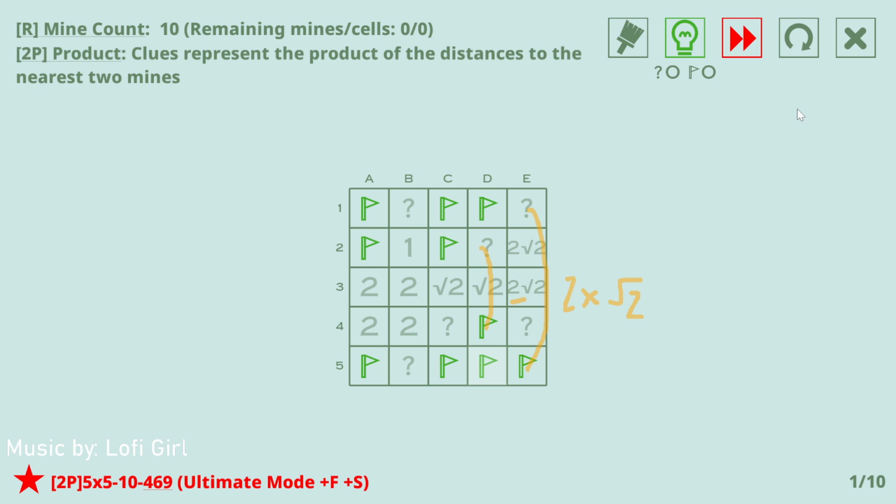Yay! Okay. So yeah, that's really just how it is.